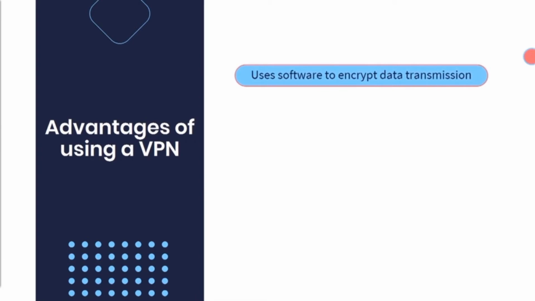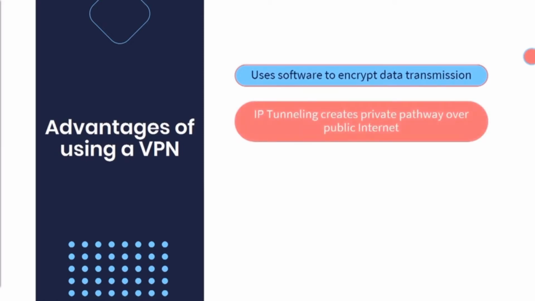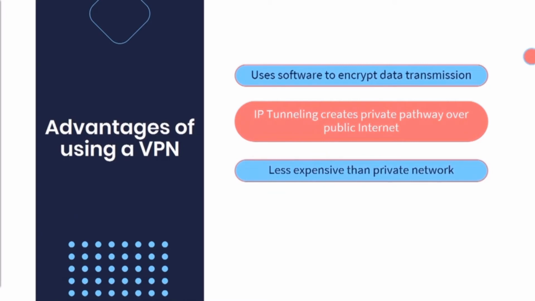The first one is that you use software to encrypt the data over a public network, and this is quite important, and this is why it's so inexpensive, because you don't have to invest in all the expensive infrastructure and hardware that comes along with a private network. Apart from this, you would also use IP tunneling, and IP tunneling essentially creates a private pathway over the public internet. So if you think about it, a VPN is essentially the use of IP tunneling. Okay, and like we mentioned before, it's a lot less expensive than a private network and a lot more secure than just using a public network without a VPN.